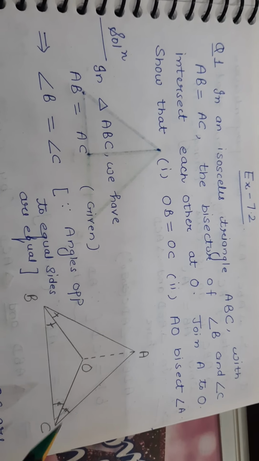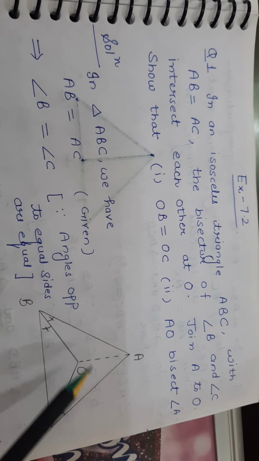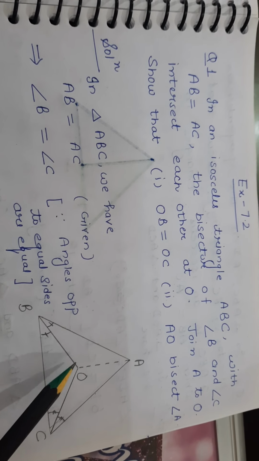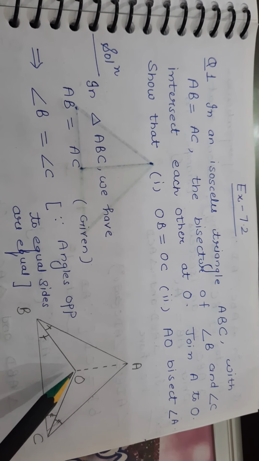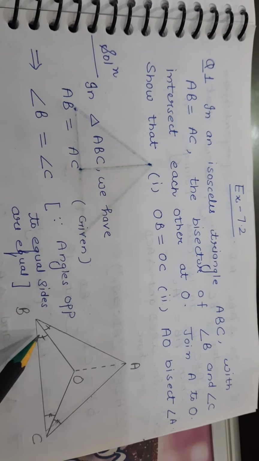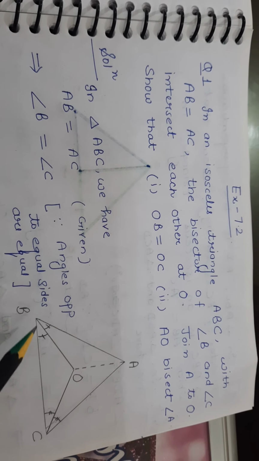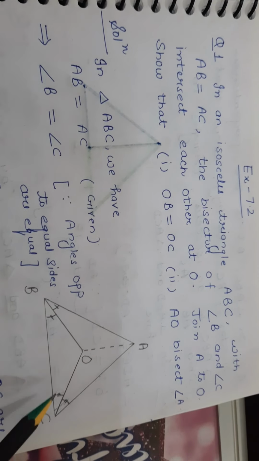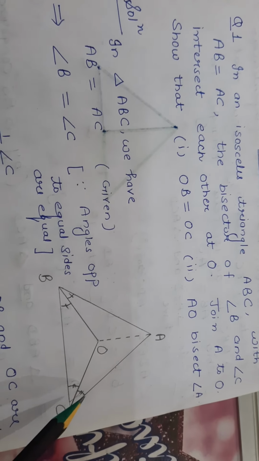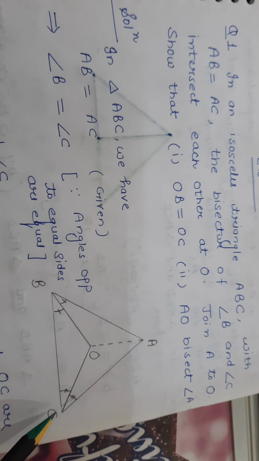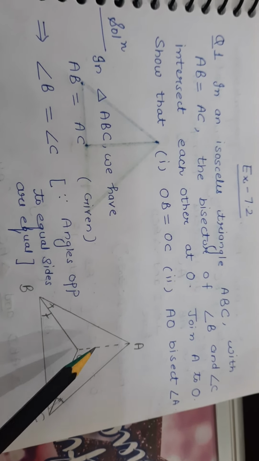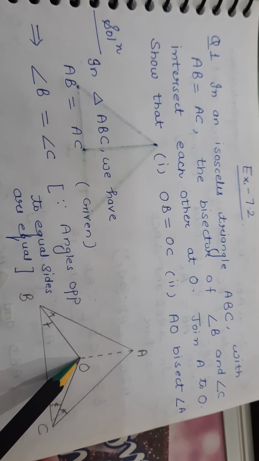Just look here. This is triangle ABC and it is given side AB is equal to side AC. Next is the bisector of angle B. This BO is the bisector of angle B. It means these two angles are equal because BO is bisecting angle B, right? And the bisector of angle C. The CO line will be the bisector of angle C. So that means these two angles are also equal. They intersect each other at O.